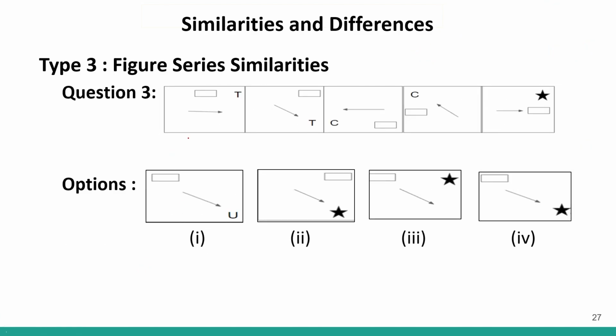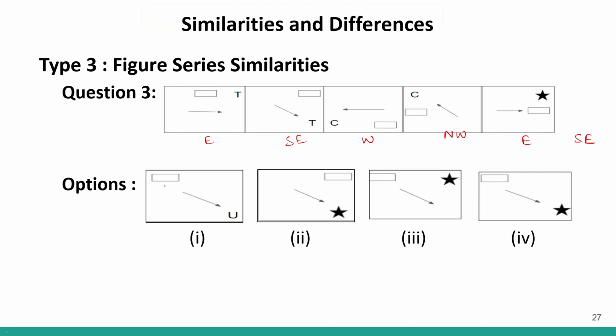Now, if we look at the arrow, it is facing like this, then downwards. So first it is facing towards east, then northeast, then it is facing west, then southeast, then northwest. Now again it is facing east. So logically, if it is repeating, next will also be southeast. So out of all these, southeast is everywhere.